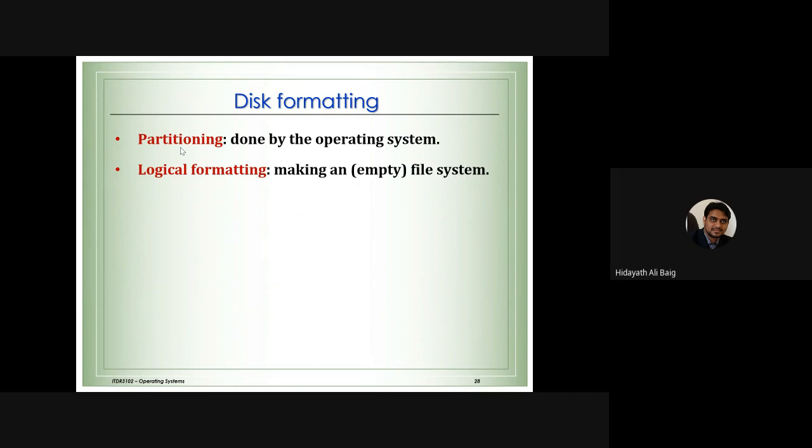We need some tools to do the partitioning. We can perform partitioning at the installation level, when you are installing the operating system, but there are also tools with the help of which we can do the partitioning even when your computer is already installed with the operating system. Now I can divide my C drive into two parts or three parts. I can divide the D drive into three parts. So partitioning can be done, and that's done by the operating system.